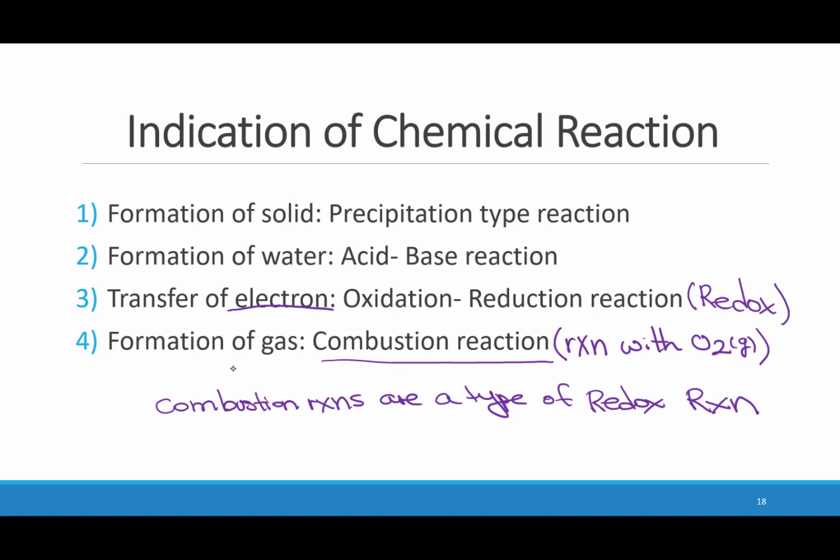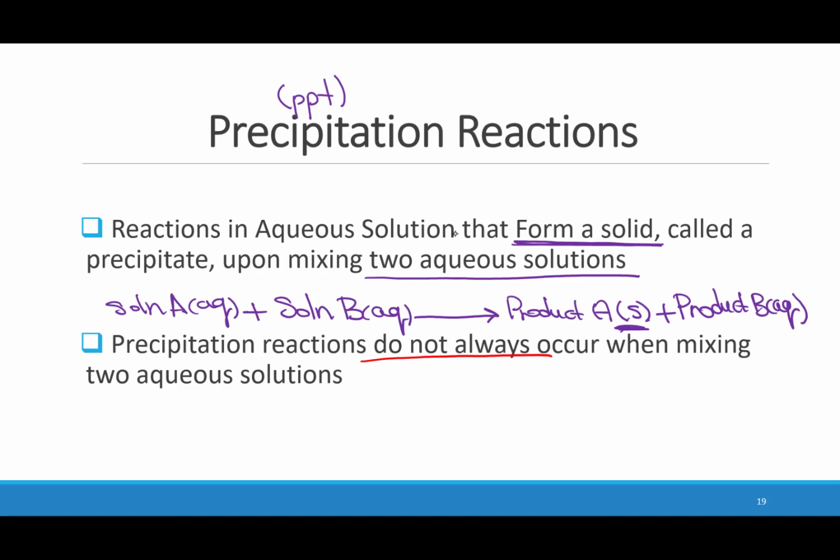The next thing is about indications of chemical reaction. Just going back, we're going to talk about every single reaction. The first one that I'm going to talk about is the formation of a solid, which we call precipitation. That's the formation of a solid. All right, then whenever we have a precipitation form, that means one of your products is a solid.